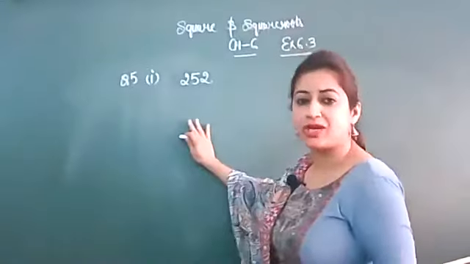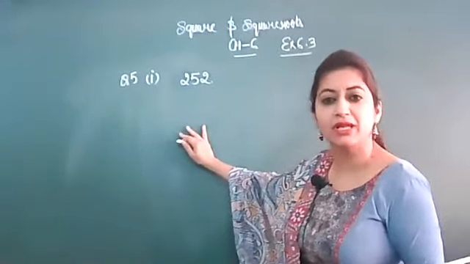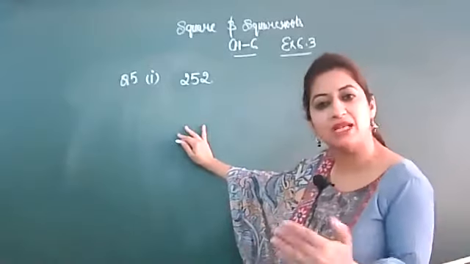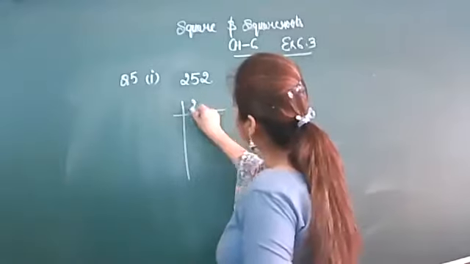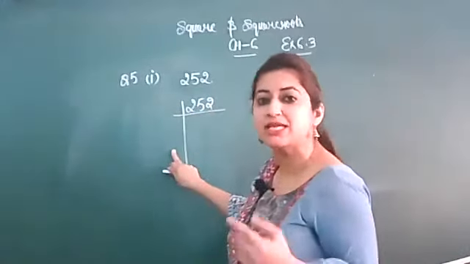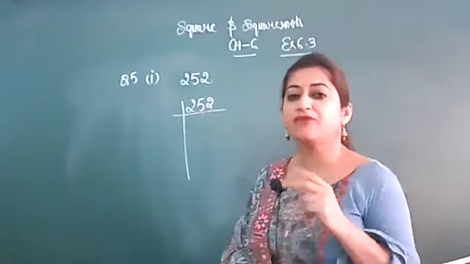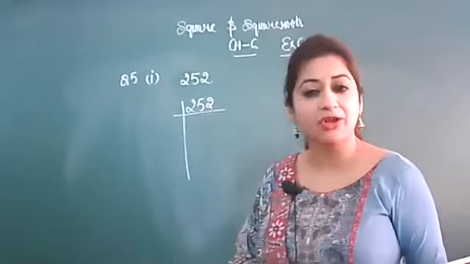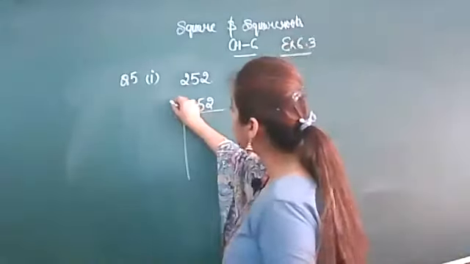For solving this question, you will first make the prime factors of this number in the same manner as we have done in question number 4. So firstly, you will find the prime factors of the number. If each factor is occurring twice, that means the number is a perfect square number. If the factors don't occur in pairs of 2, that means this number is not a perfect square number. So find the prime factors.